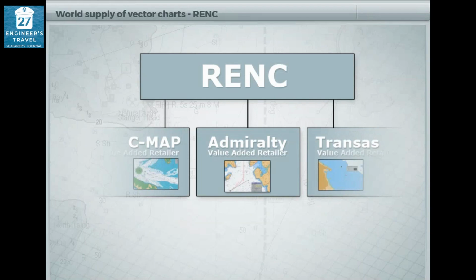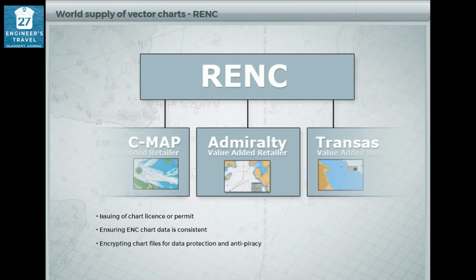RENCs have several functions apart from collating and distributing vector charts. These are issuing of chart license or permit, ensuring ENC chart data is consistent, encrypting chart files for data protection and anti-piracy.